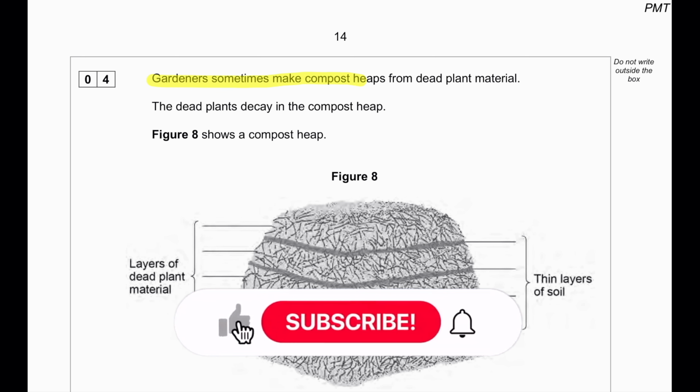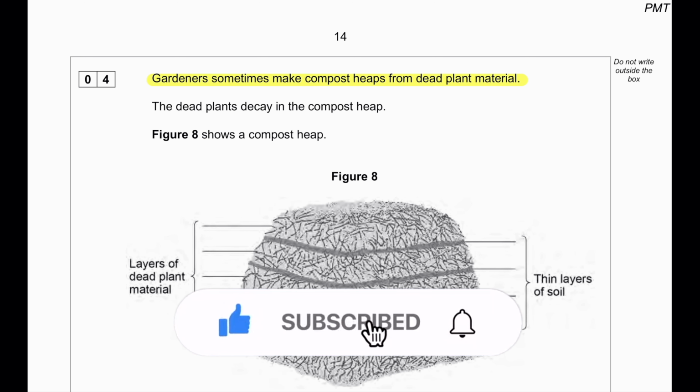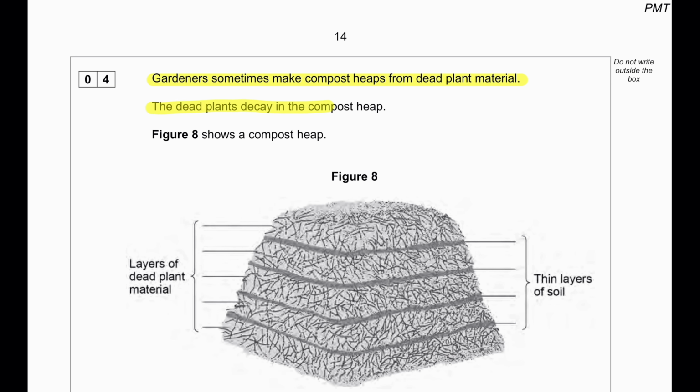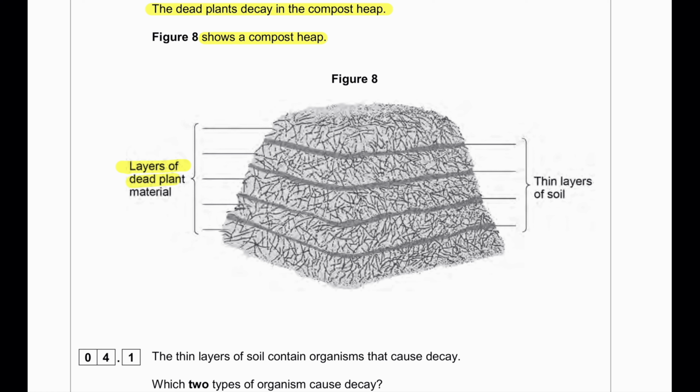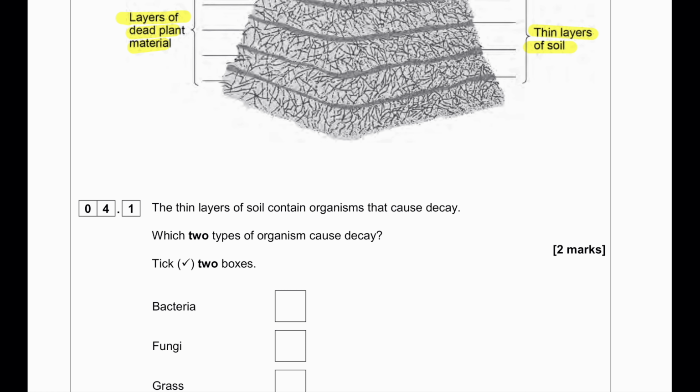Gardeners sometimes make compost heaps from dead plant material. The dead plants decay in the compost heap. Figure 8 shows a compost heap. We can see layers of dead plant materials and thin layers of soil in between. The thin layer of soil contains organisms that cause decay. Which type of organism causes decay?